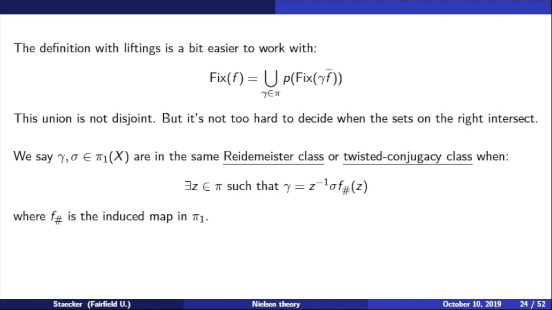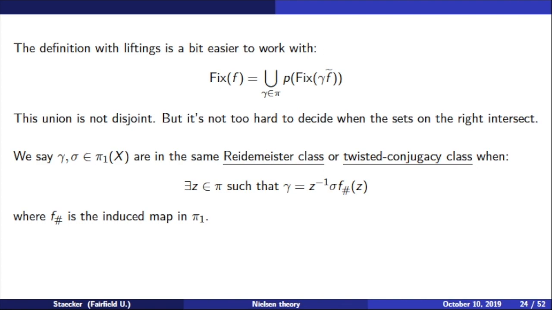And here's a condition. If we have two fundamental group elements, gamma and sigma, we say they're in the same Reidemeister class, because Reidemeister talked about this, or this is sometimes called a twisted conjugacy class. It means there exists some other group element, Z, such that gamma equals Z inverse sigma F of Z, where this F is the induced map in the fundamental group. This is called twisted conjugacy because this looks like a conjugacy relation in a group. If the F was not there, then this would be conjugacy. But the F is there, so we call it twisted conjugacy.